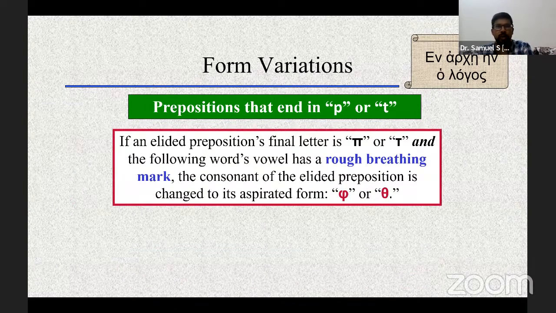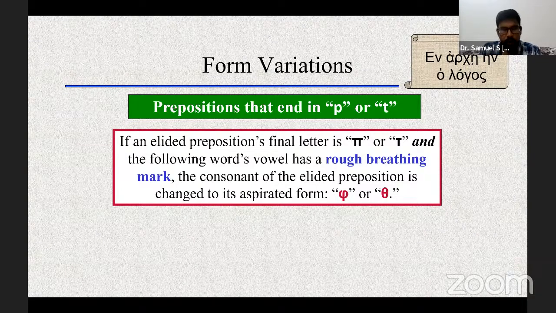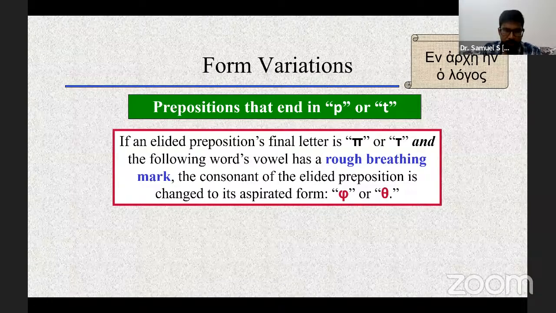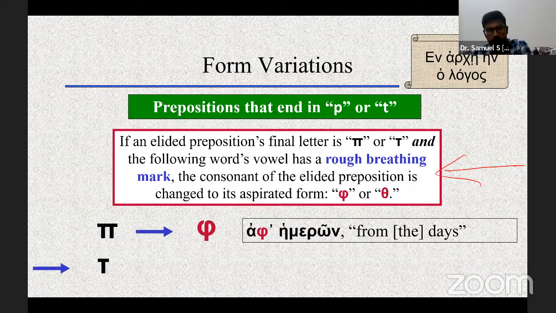When this elision is happening, and the preposition's final letter is either a pi or a tau, and the following word's vowel has a rough breathing mark, the consonant of the elided preposition is changed to its aspirated form. This looks very, very complicated, but once you see an example, it is so simple. It's very intuitive. You see here.